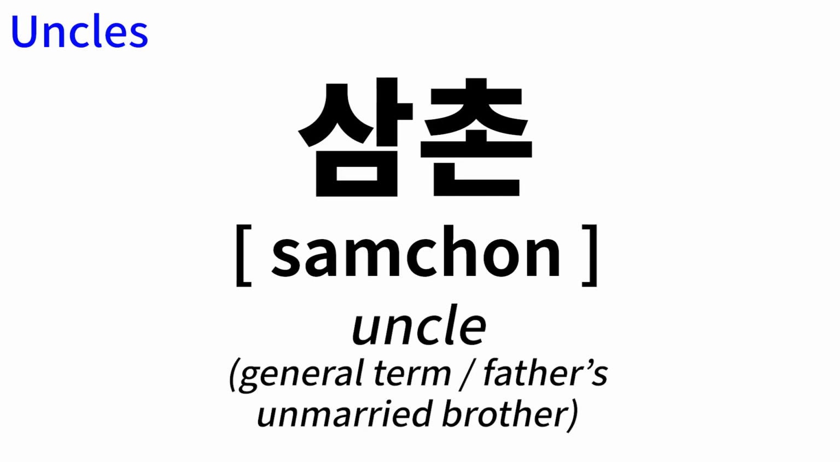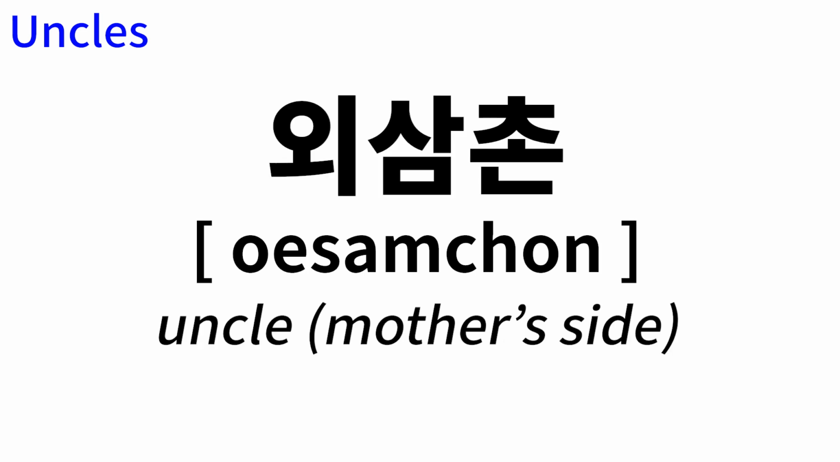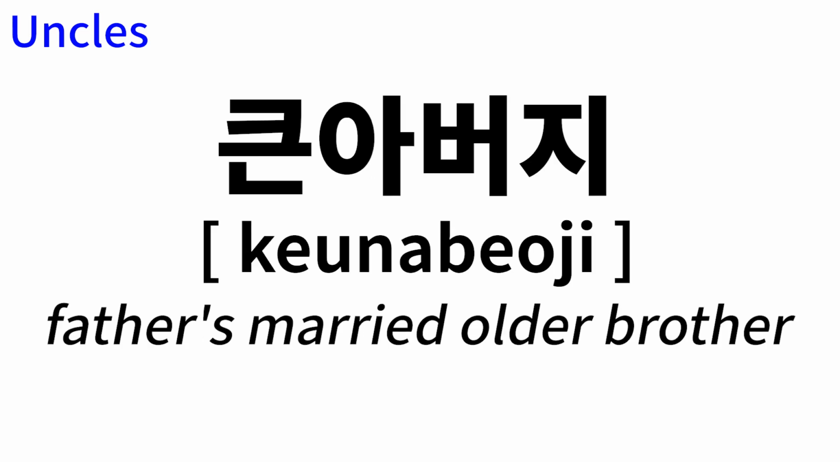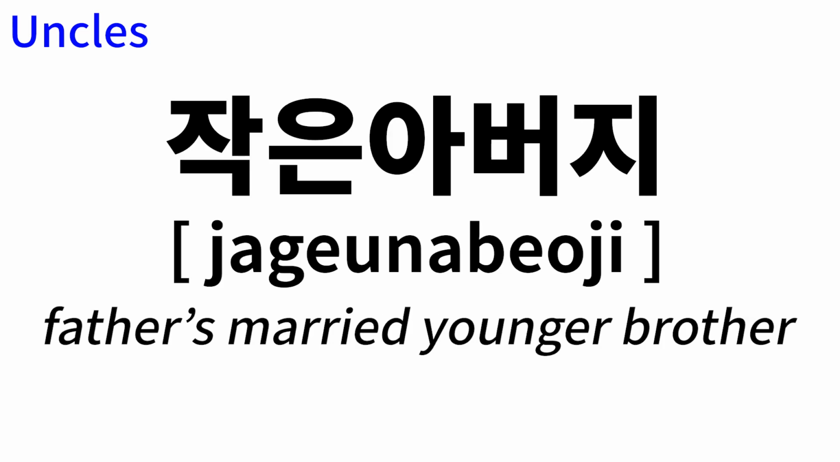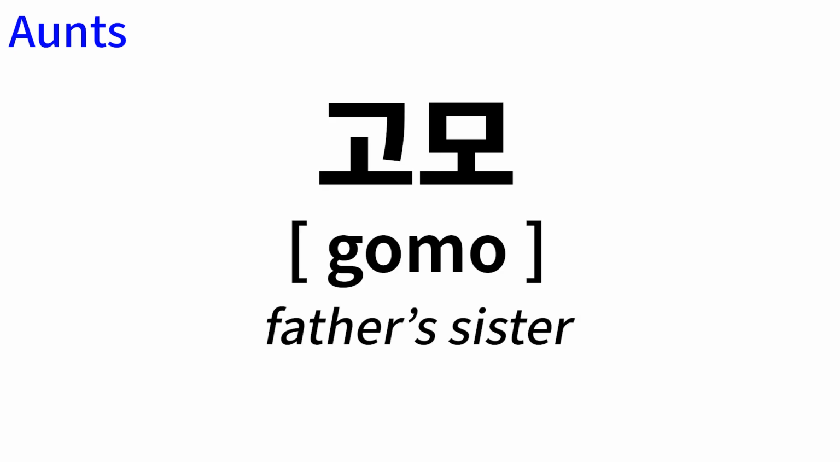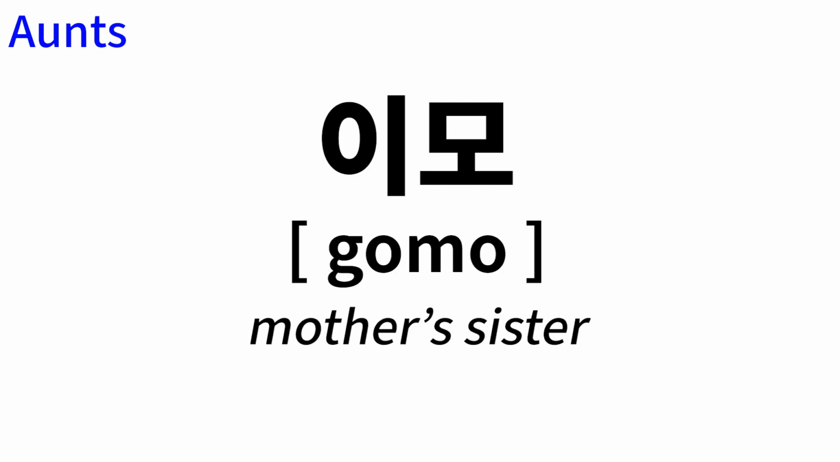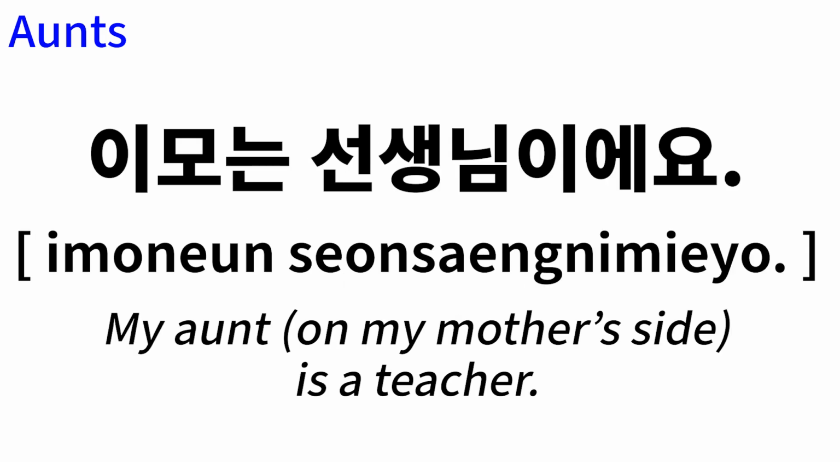Next, aunts and uncles. 삼촌 is the general word for uncle, and it's also used for your father's brother if he's unmarried. If your uncle is on your mom's side, you say 외삼촌. For your father's older brother, there's a specific respectful term, 큰아버지. For your father's married younger brother, you say 작은아버지. For aunts, 고모 refers to your father's sister. 이모 refers to your mother's sister. For example, 이모는 선생님이에요. My aunt is a teacher.